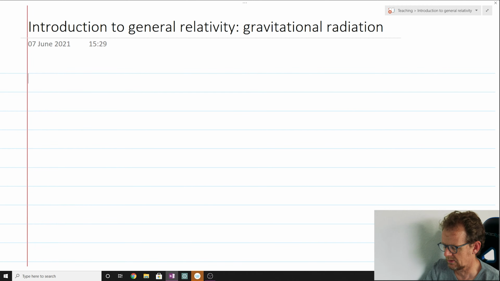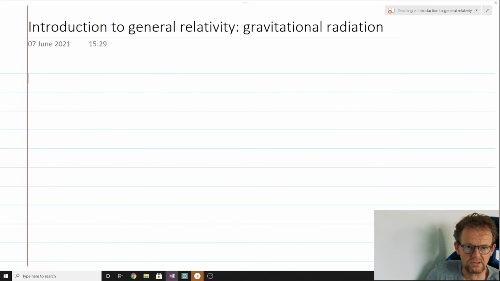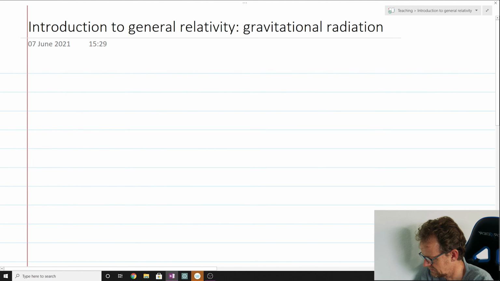In the previous lecture, we looked at the Newtonian limit of the linearized Einstein field equations. However, in that limit, the gravitational field doesn't really change with time. But in general relativity, the gravitational field is a dynamic entity, and this leads to the possibility of gravitational radiation.